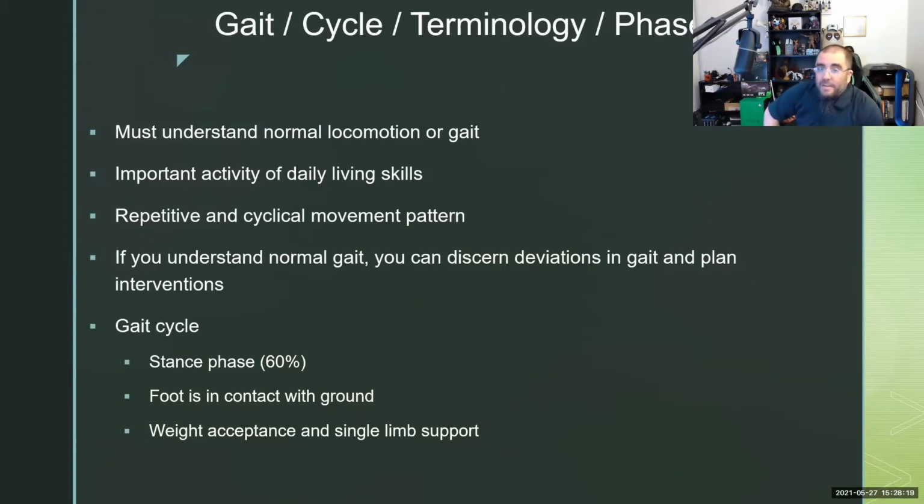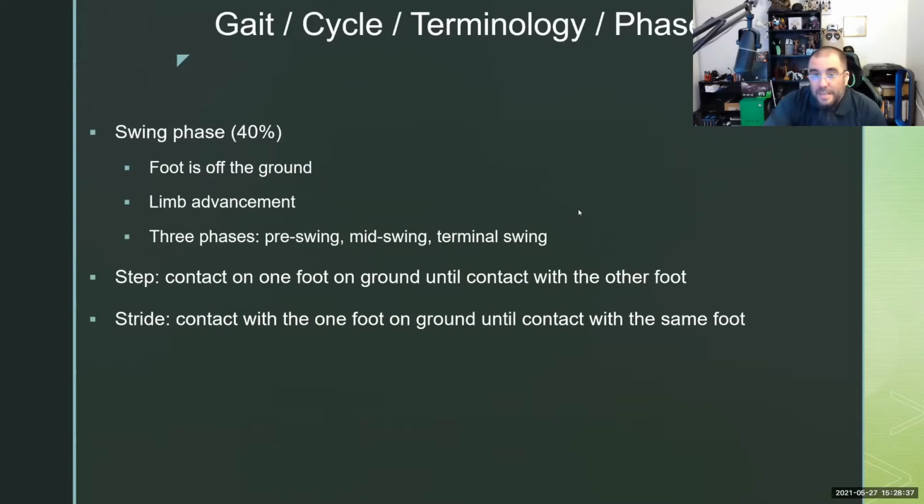It is a repetitive and cyclical movement pattern, meaning that it goes in cycles. If you understand normal gait and how it looks, you can look at abnormal gait and pick up on what's going wrong. So we talked about stance phase: contact with the ground, weight acceptance, and single limb support. Swing phase, foot is off the ground, it's where the leg is going forward. There are three phases of swing phase: pre-swing, mid-swing, and terminal swing. Pre-swing is when the leg's getting ready to go. Mid-swing is as the leg's coming through, and terminal swing is when the foot's getting ready to touch again.